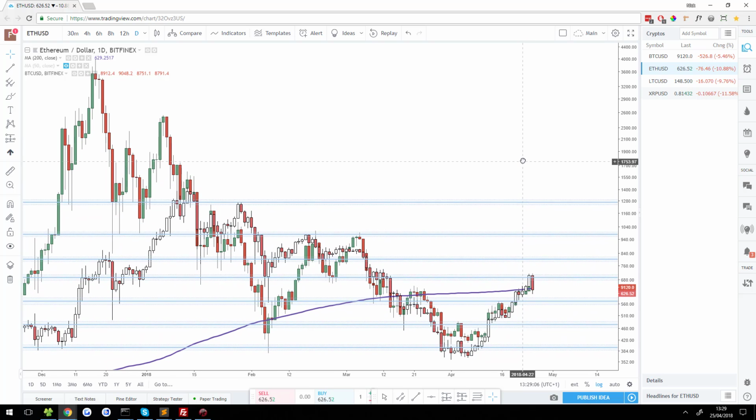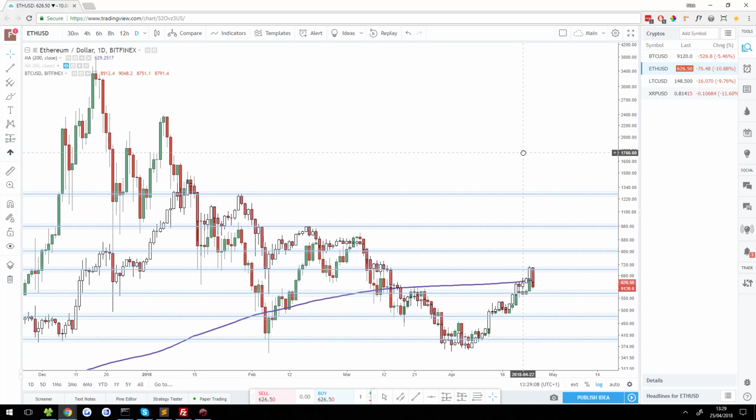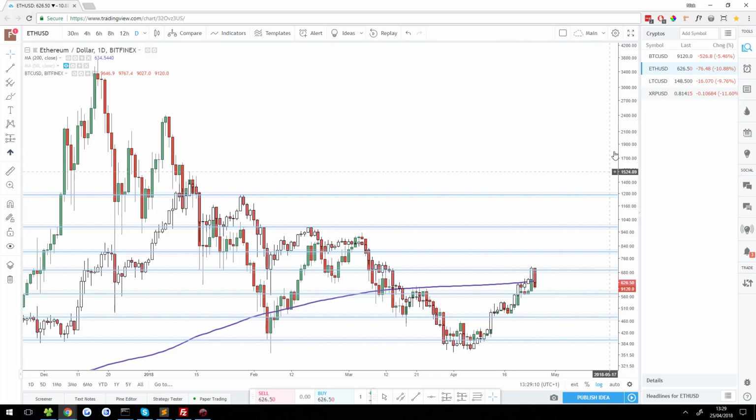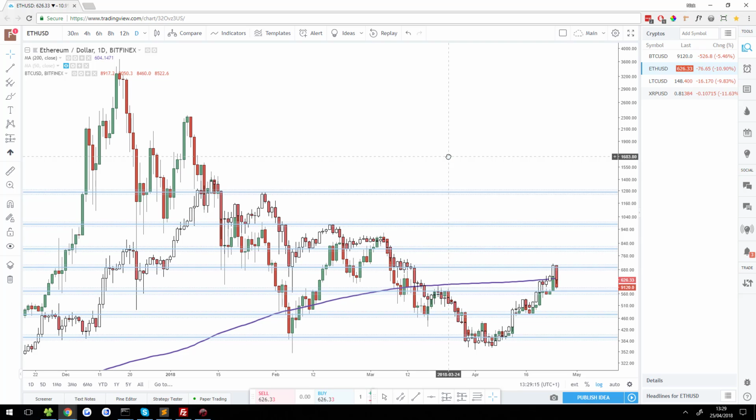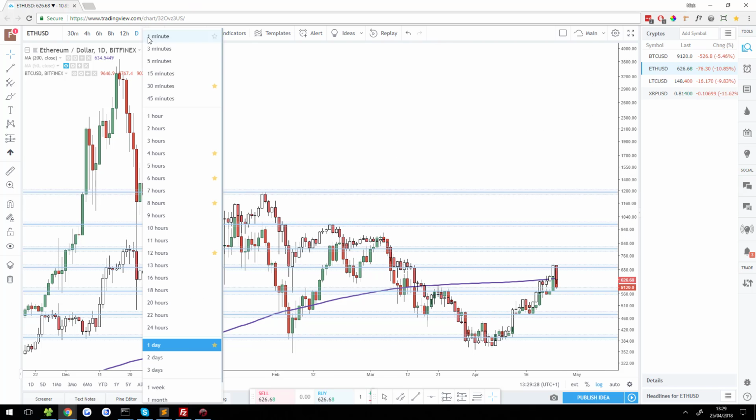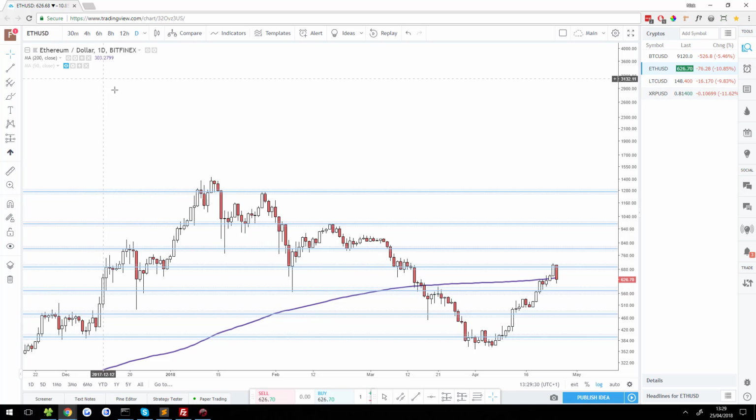Things are heavily correlated on BTCUSD and ETHUSD, and pretty much all the cryptos are pretty heavily correlated. There was a time when they weren't as well correlated, but over the last few months, they really just started to fall in line. So anyway, let's just get rid of that.